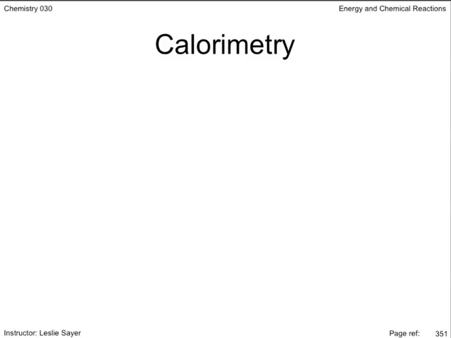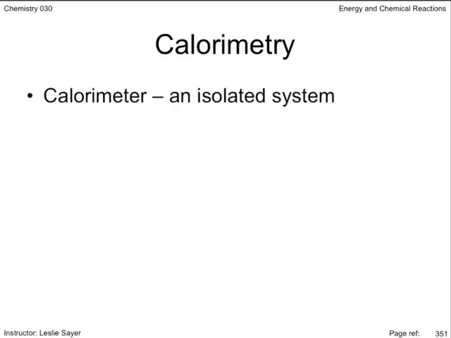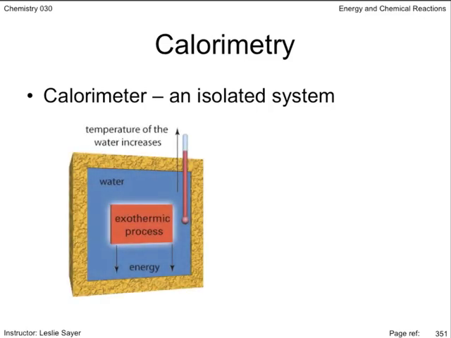It involves the use of a calorimeter. A calorimeter is an isolated system. An isolated system is one that prevents the transfer of matter and thermal energy into or out of the system. The insulated walls contain a specific amount of water surrounding the chemical reaction, as shown in the schematic diagram here. A thermometer and sometimes a stirrer completes the calorimeter.